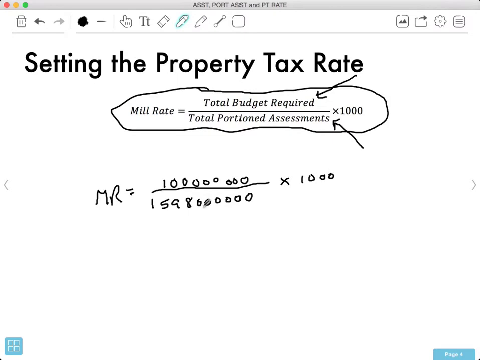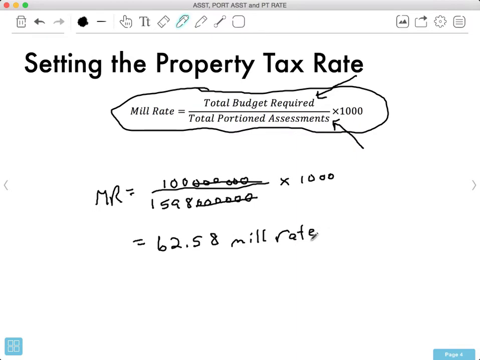Okay, a quick way to do this on your calculator, you see on the bottom I've got 6 zeros. If I take the 6 zeros off the bottom, I can take 6 zeros off the top, and then I only have to press less keys. I only have to type in 100 divided by 1598 and then times 1,000. What I get is 62.58, rounding to 2 decimal places. This is not a percentage, this is a mill rate.